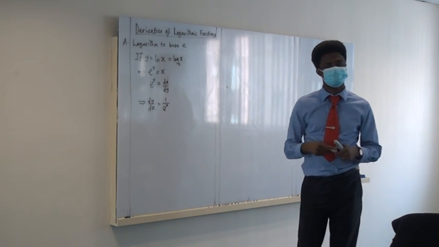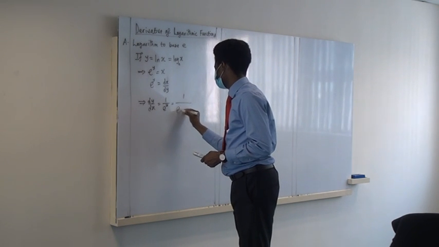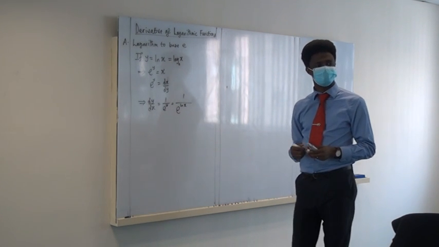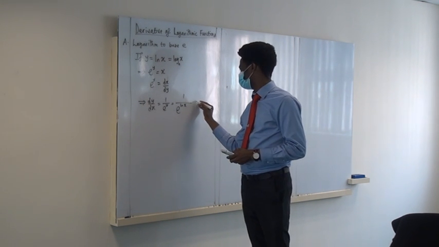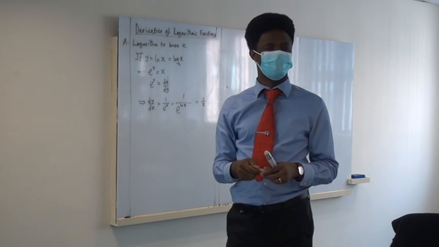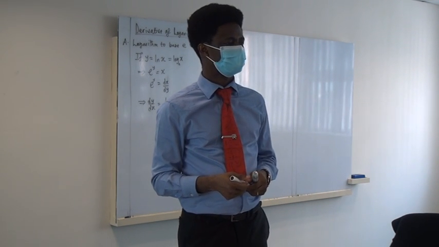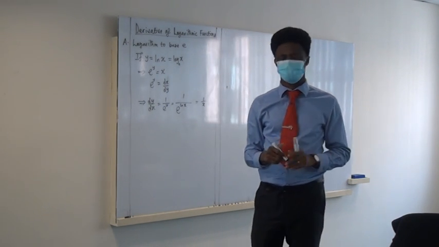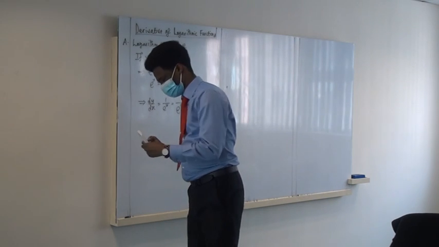Can you see that? But my e^y is x. And what does this give you? Right? So you get what? 1 over x. So derivative of ln x means just flip x. Okay? Derivative of ln x is just 1 over x. That's all.